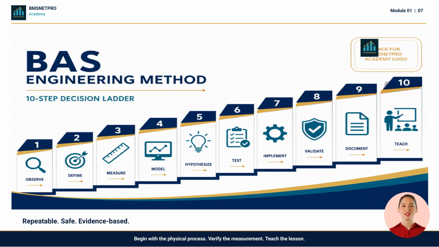The BAS engineering method is the core method for this module. It has 10 steps: observe, define, measure, model, hypothesize, test, implement, validate, document, and teach. Notice the order. We do not begin by implementing. We start by observing the condition without assigning a cause. We define the problem clearly.